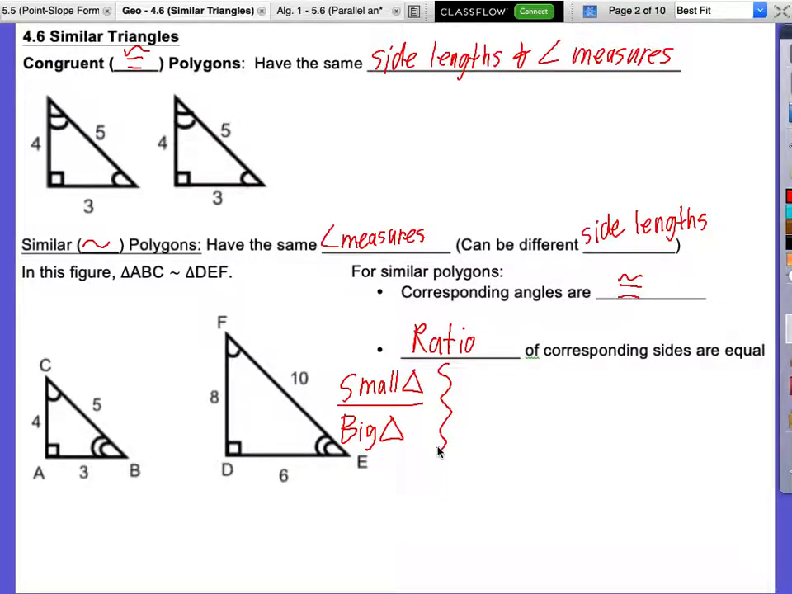If we have the side AB with a length of 3, what side does that correspond to for our big triangle?